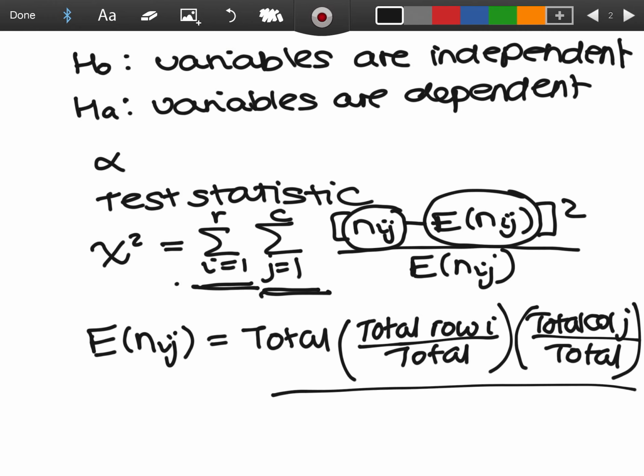Then what you can do is compare your test statistic to the critical value. Now the critical value, very much like the last chi-square one that we did, is going to depend on your significance level and your degrees of freedom. Whenever you do a chi-square test for association like this, your degrees of freedom is the number of rows minus 1 times the number of columns minus 1.